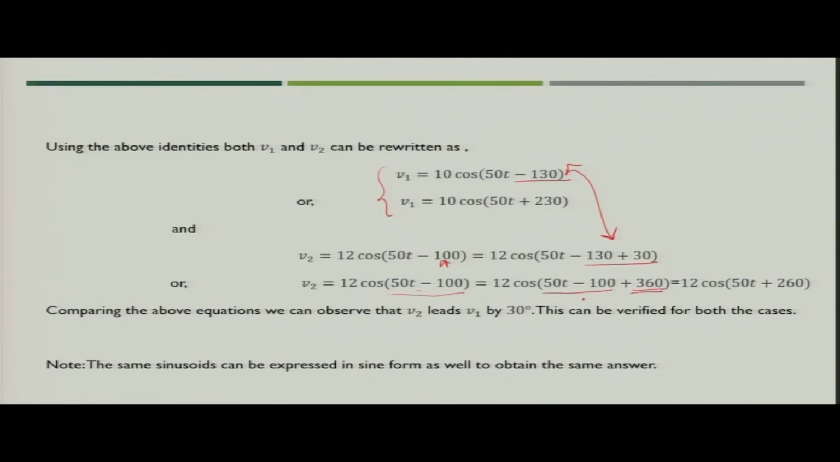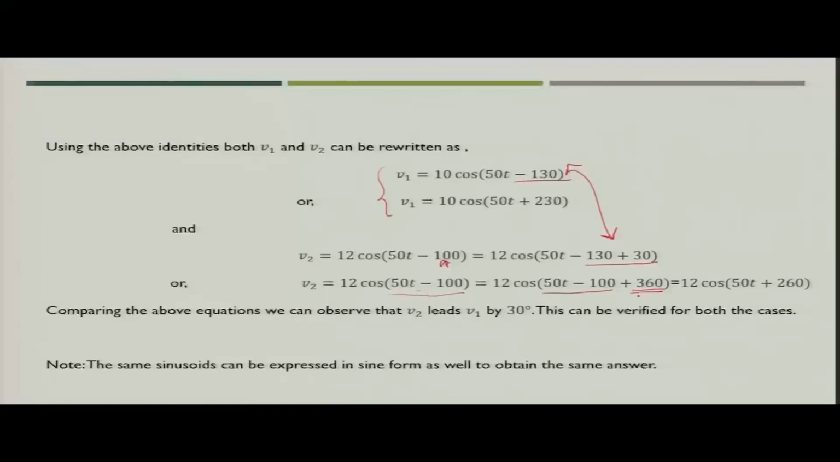Similarly, you can also write 50t minus 100 plus 360. 360 degrees is nothing but 2 pi. Signal being a periodic signal, you will eventually get the same signal. So, we are taking that into consideration, and we are adding 360 degrees, and finally, we get 12 cos(50t plus 260). So, now if you compare these two, you will come to know that V2 is leading by 30 degrees. So, angle of V2 minus angle of V1 will be 30 degrees.